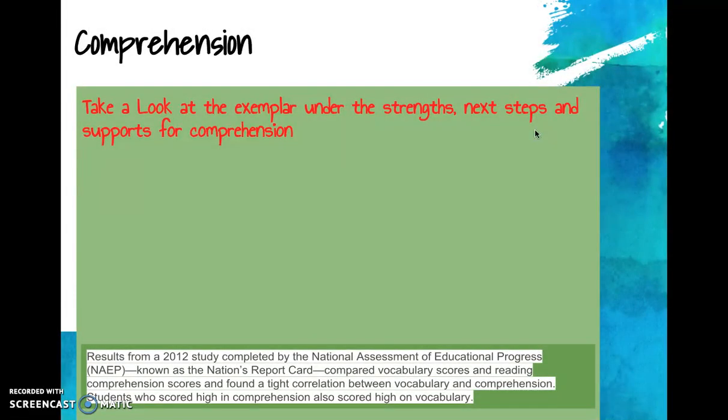Now that you've thought about David's comprehension and comprehension for English learners, pause and take a look at the exemplar on David, which is linked in your agenda. Scroll down near the end into the table where you can see the strengths, next steps, and supports for comprehension. Reflect on how this connects to some of the learning that we've already done.